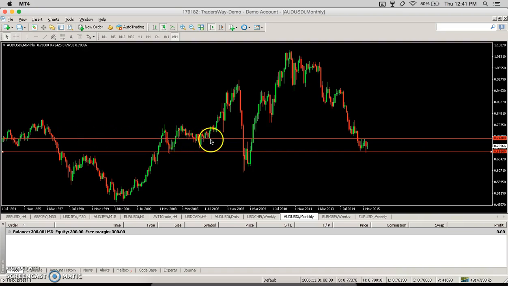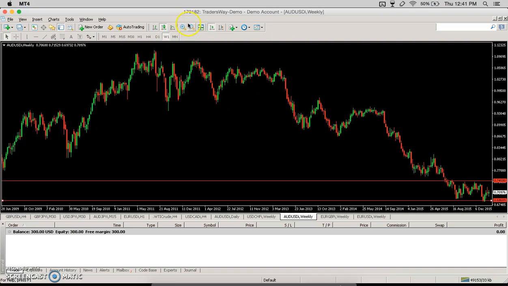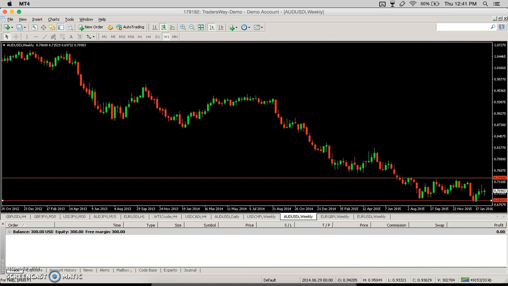Why did I draw this? Oh, because there seems to be a resistance point. If you zoomed in over here, there's a resistance point over here. There's another resistance point over here. There was some price bouncing along over there. So that was another area that I was looking at. So I already have my resistance there.